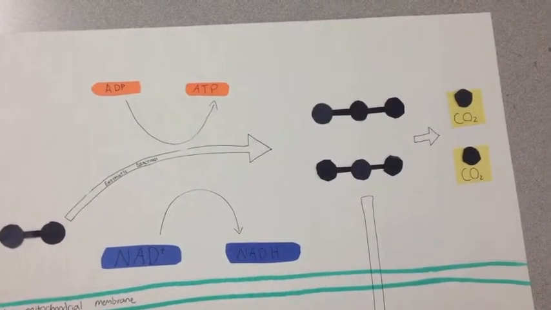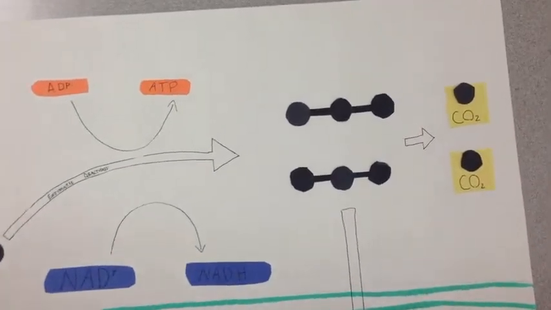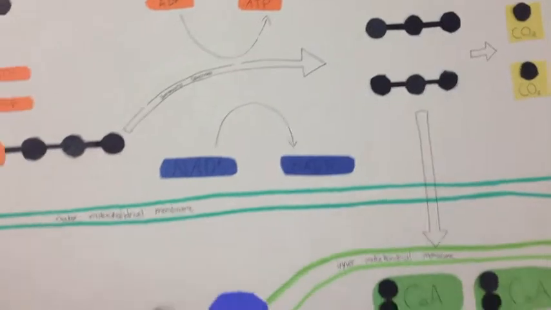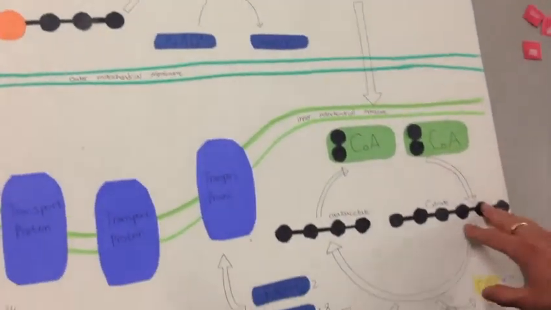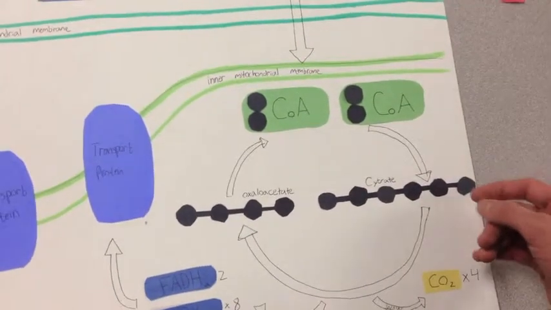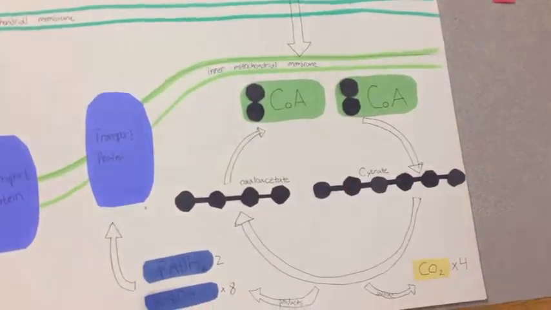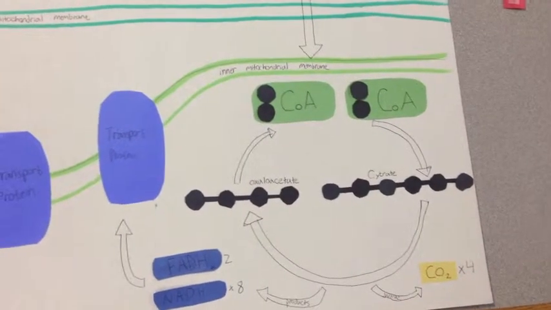Pyruvates are then broken down into CO2, and the 2 carbons that remain from each enter the mitochondria and are used for coenzyme A, which is an important participant in the Krebs cycle, the second stage of cellular respiration.